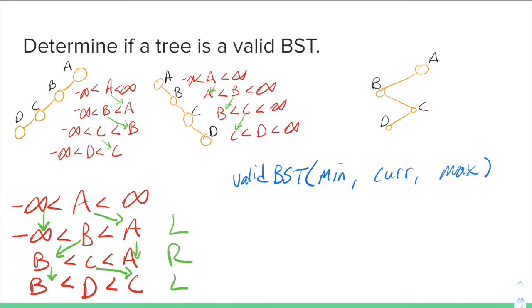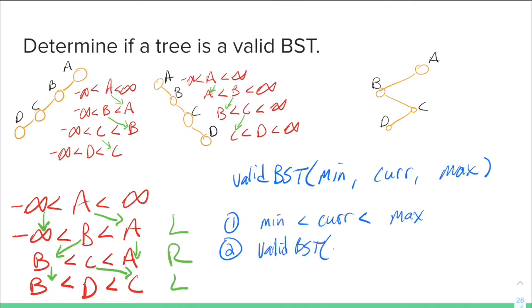Now, when we recurse down the left subtree, the minimum value is going to stay the same, and the current value is going to become the maximum. So first, check that min is less than cur is less than max. Next, we want to call it on the left subtree. So we're going to call valid BST. Min's going to stay the same.